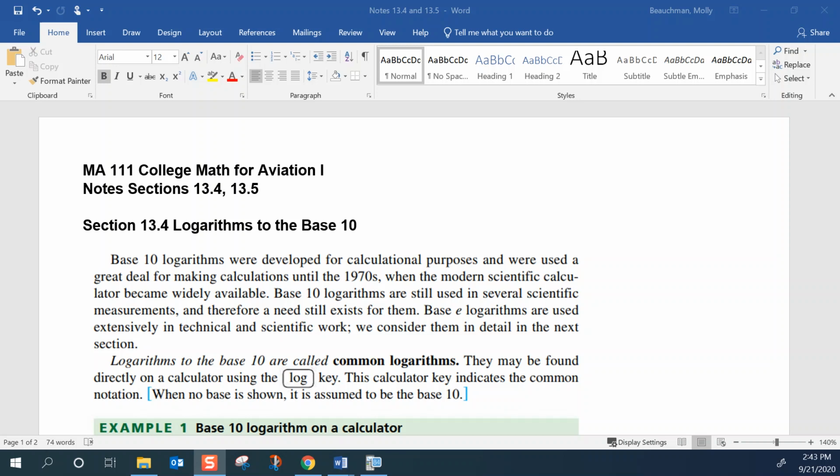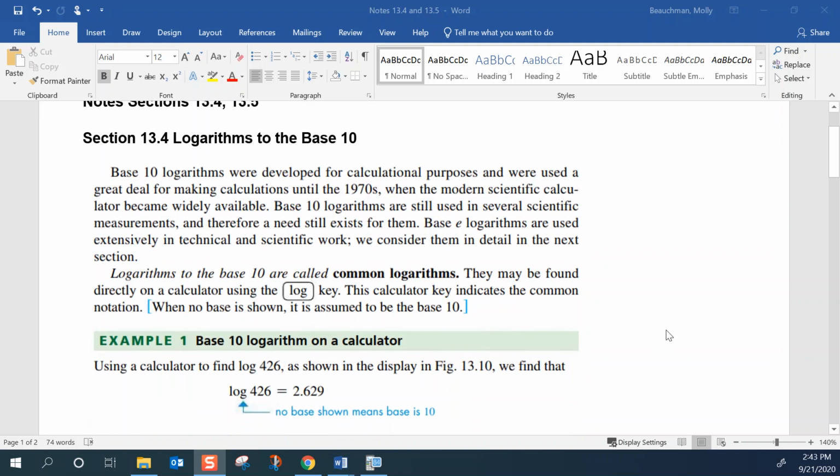the natural logarithm. In section 13.4, base 10 logs were developed for calculational purposes and were used for making calculations until the 1970s, when the modern scientific calculator became widely available. So we use our calculator now more than base 10 logarithms, but we still use them in several scientific measurements, and we'll see that we use Richter scale earthquake measurements on base 10. And base e logarithms are used in technical and scientific work, so we'll take a look at those as well.